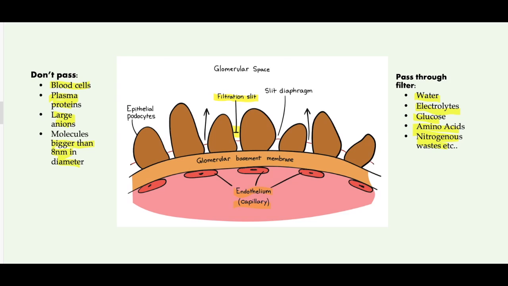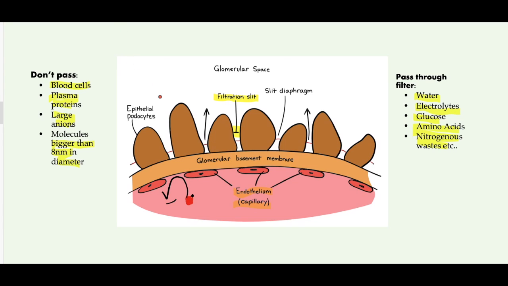Now there are some solutes that are bound to plasma proteins, which means they don't filter. So let's just say this is our plasma protein and this is our solute. This solute doesn't get filtered because it's bound to the plasma protein, and as we talked about before, the plasma protein does not pass through the filtration membrane.